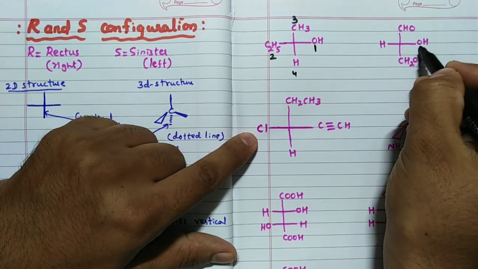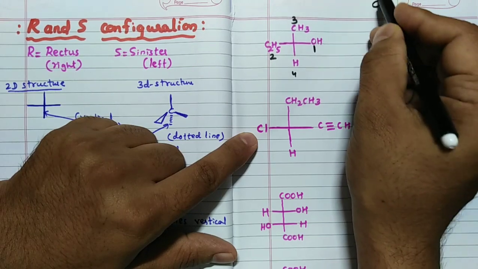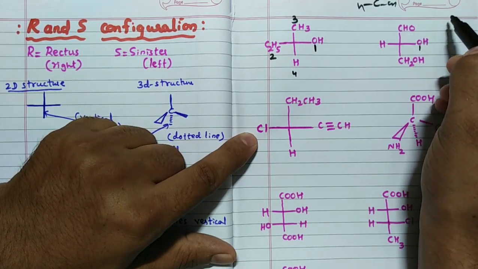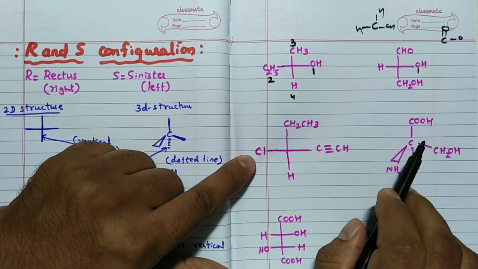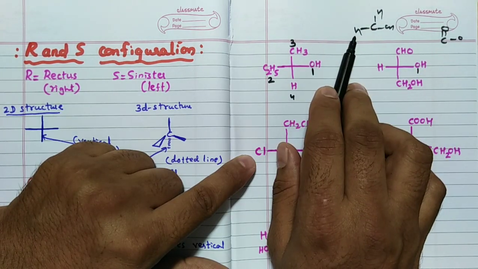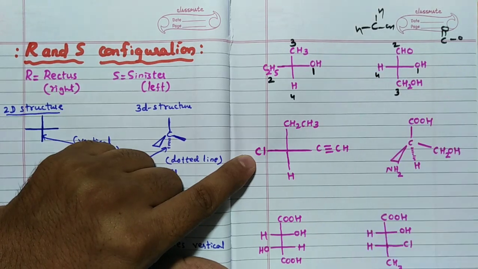See here, first priority oxygen, second priority CH2OH. CH2OH means remember, CH2OH is attached. But CHO, if you see, C double bond O and H is attached. Hence remember, here 2 oxygens attached, here 1 oxygen attached, and 2 hydrogens are the least priority. So hence remember, second priority is this, third priority is this, fourth priority is this.